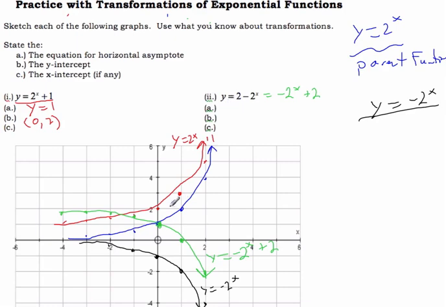And the equation of the horizontal asymptote is going to be y equals 2. It's just equal to this number right here. The y-intercept is (0, 1). And see the x-intercept, well, there is an x-intercept this time. It's right here. That's (1, 0) is the x-intercept. Or you can say y equals 1 is the y-intercept, x equals 1 is the x-intercept.